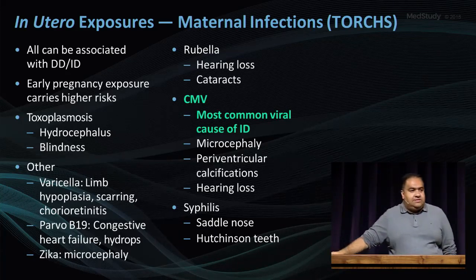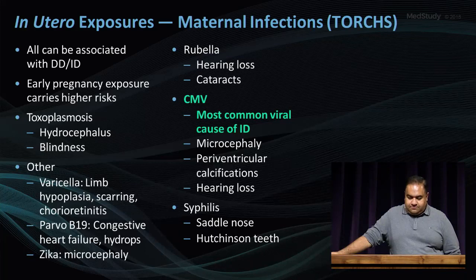CMV, cytomegalovirus, is a herpes-type virus, a DNA virus. With CMV, the big things you're going to see are blueberry muffin rash, and extramedullary hematopoiesis is huge. The other thing you're going to see in CMV is calcifications of the brain, and these are periventricular calcifications. And the other part of CMV is hearing loss. This is the most common morbidity, hearing loss.